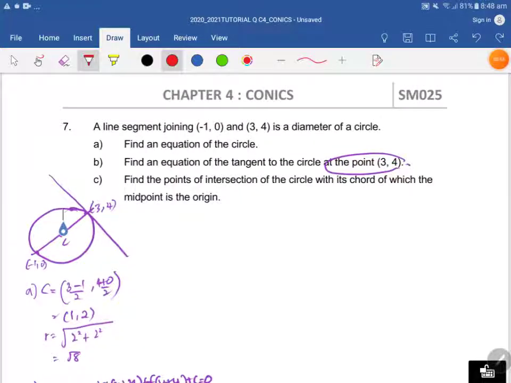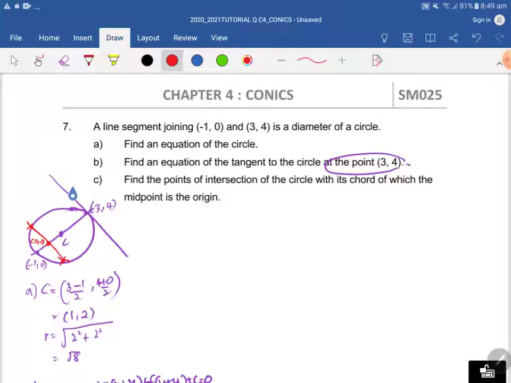Okay, so chord, what is a chord? It is 2 points on the circle that are connected with each other without crossing the center. Okay, this is the chord. So we have this chord, and I want you to find the points of intersection of the circle with its chord. It will be these 2 points, of which the midpoint is the origin. So the midpoint of the chord is the origin, point (0, 0).